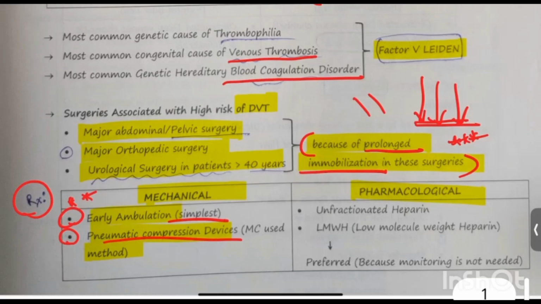Yeah, I'm sorry. So these were the mechanical ways of treating deep vein thrombosis. Okay, pharmacologically, we can give anticoagulants like unfractionated heparin and low molecular weight heparin. So these are preferred because monitoring is not needed.